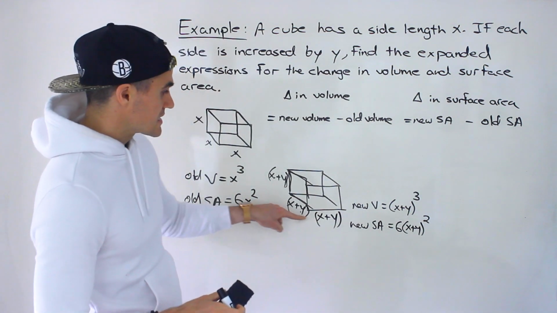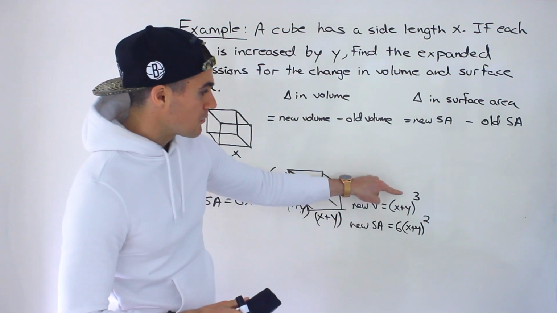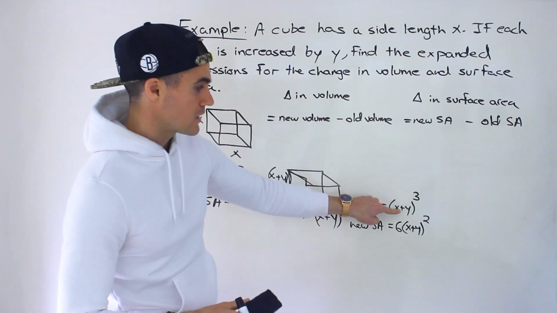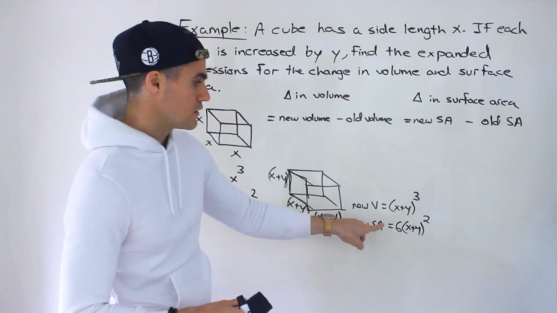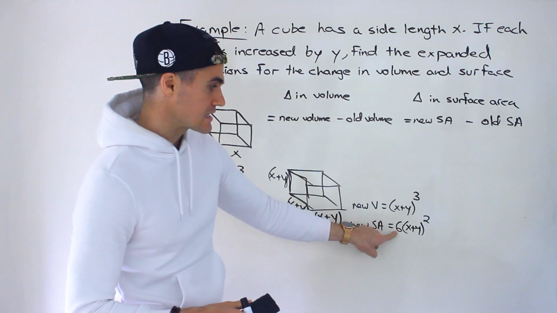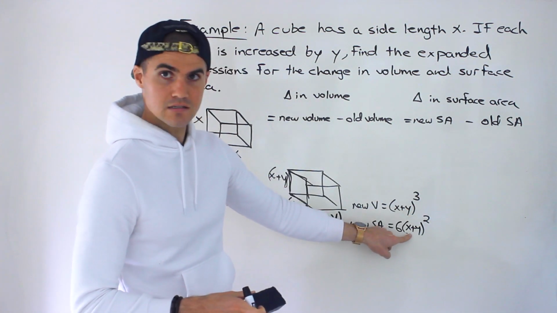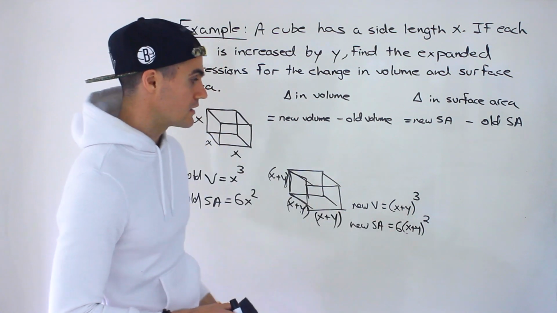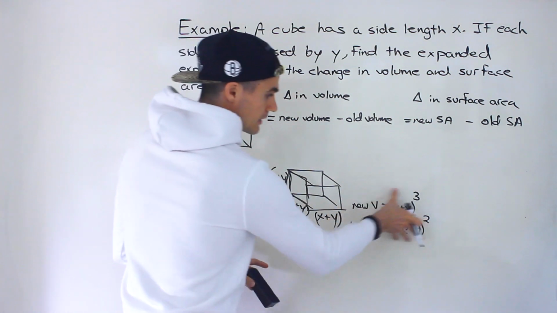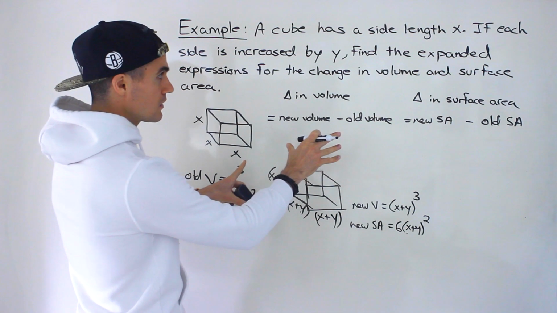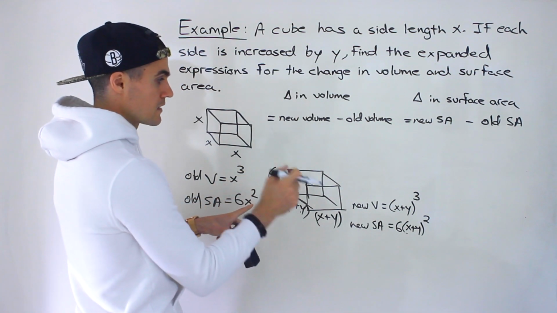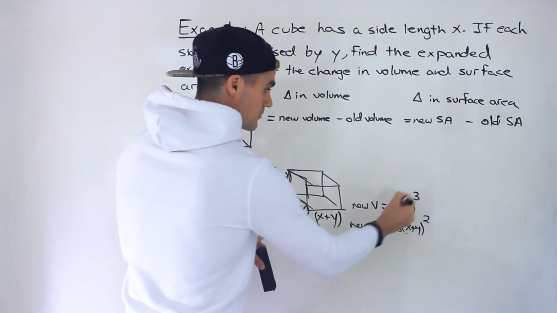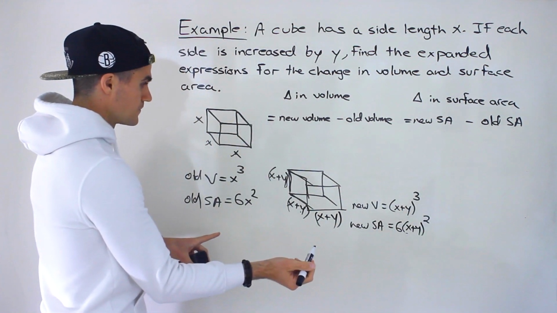So in this case, the side length is x plus y. Remember, the formula is s to the power 3, so now it's (x + y) to the power 3 for this particular cube. The surface area formula, 6s squared, well, the s is the x plus y, so we just plug that in over here. And I'm going to keep it like this. We're going to expand it when we do it here, because that's where we have to give the expanded expressions for the change. But for here, I'm just going to keep it in this kind of format.